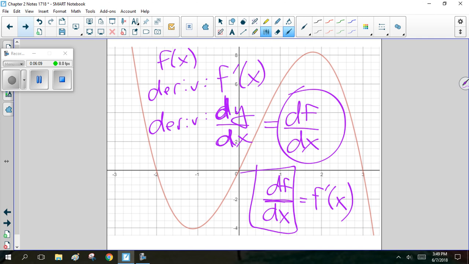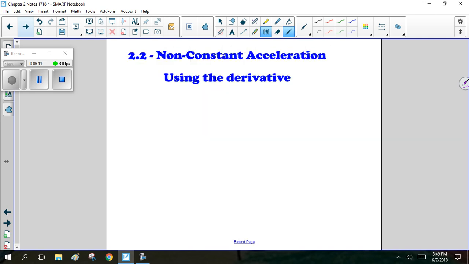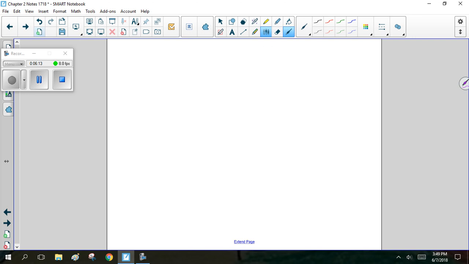Well, let me tell you some rules that we need to know, all right? Here are the rules we need to know. You need to know that the derivative with respect to x of any constant is 0.